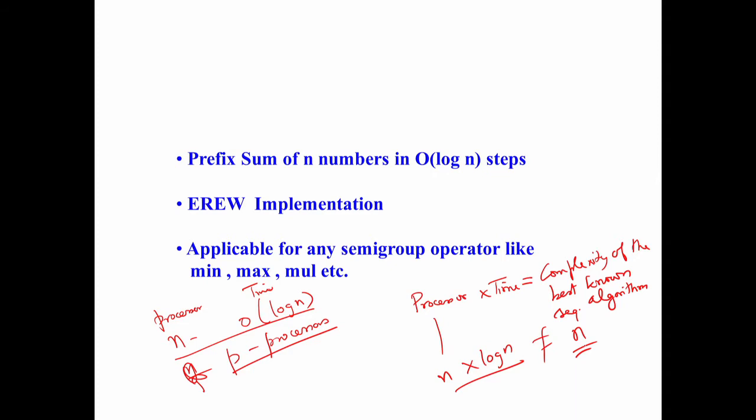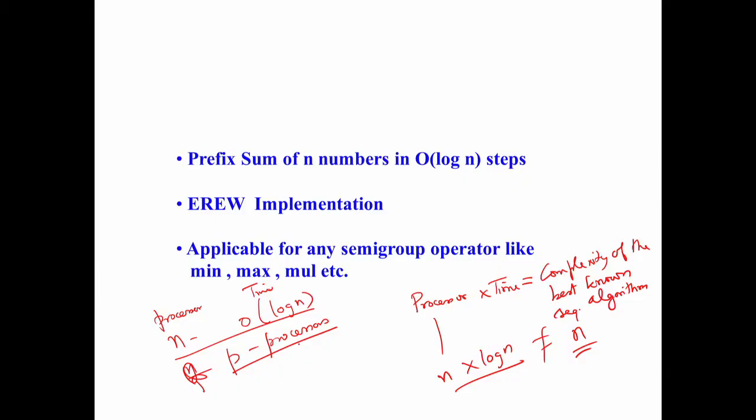So in this case, the PT product is n log n, but the best known sequential algorithm will take n units of time. So n log n is not equal to n. So this is not an optimal algorithm, recursive doubling. So how will I make it optimal? We use something which is very trivial. Let us see how it is happening.